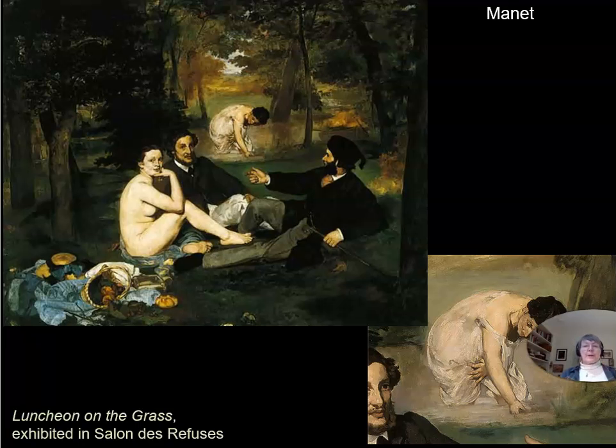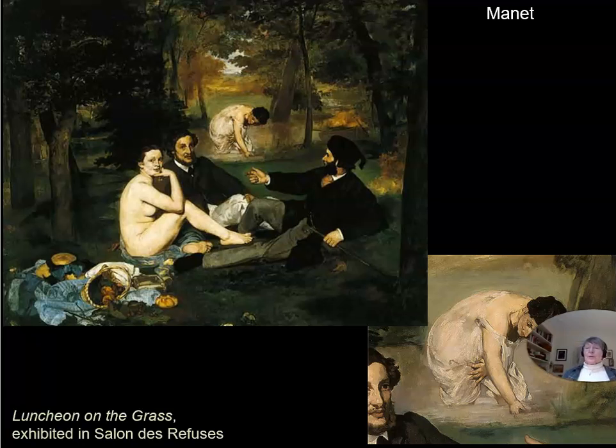Despite the fact that this picture was actually based upon a Renaissance painting, and I think you can see the triangle here, and a very traditional inclusion of a still life element, the painting itself was nevertheless pretty shocking to the French public in the 19th century. And part of the reason for that is this woman located right here, who is in the nude. She is seated with two men in what appears to be a picnic.